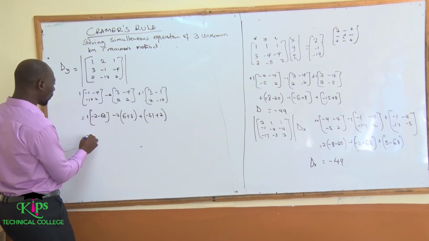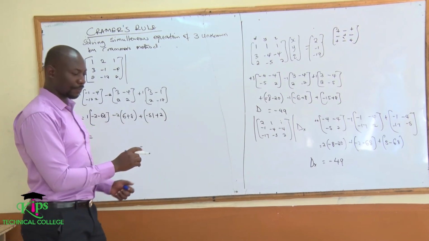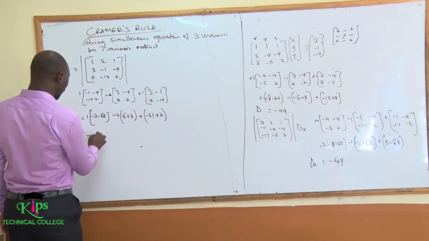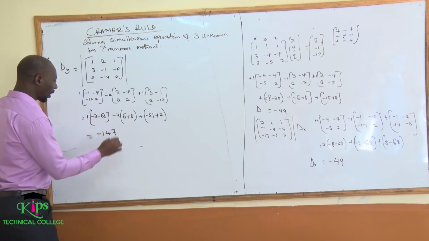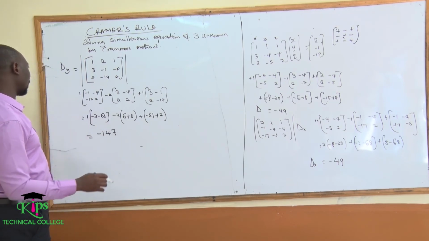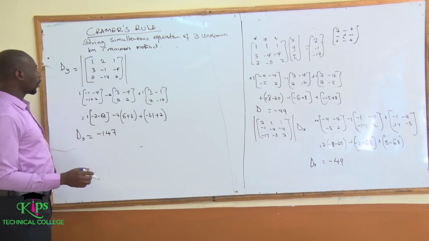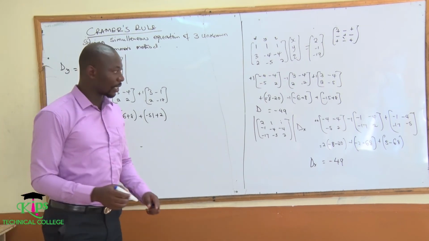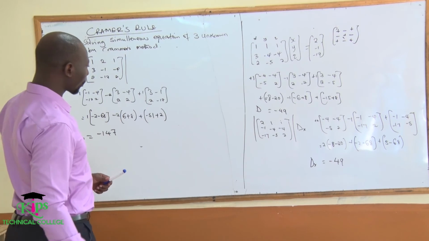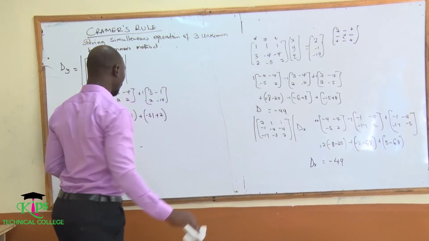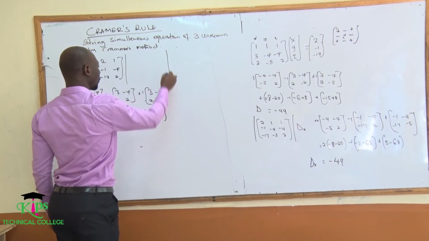So if you solve that one, you'll get negative 147. This one gives you negative 147 if you solve the brackets. So our dy is negative 147. Then the last step is now to get D along Z.